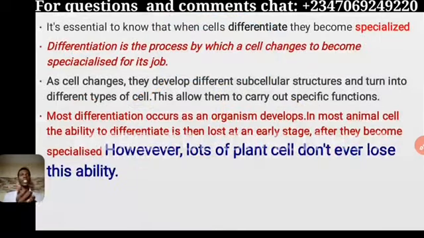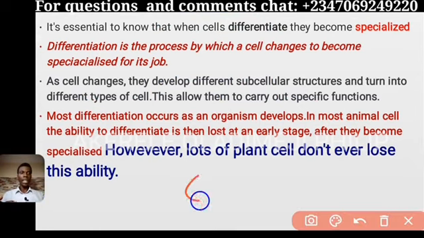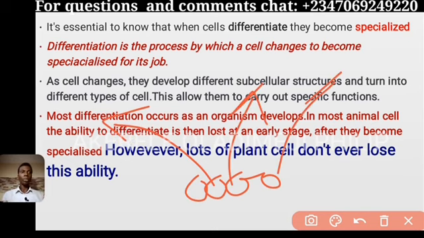Now, differentiation is the process by which a cell changes to become specialized for its job. Don't get it confused. These are cells like that, like that, like that. Then something happened. This one decided to be different. As it decided to be different, it becomes specialized. Don't worry, I'm going to explain now.